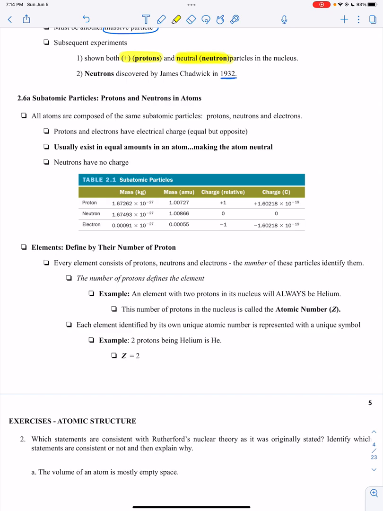So to summarize here, all atoms are composed of the same subatomic particles: protons, neutrons, and electrons. Protons and electrons have electrical charge, equal but opposite. Protons are positive, electrons are negative. These protons and electrons exist in equal amounts, making the atom neutral. So if I was carbon, I would have 6 protons and 6 electrons, and I would be neutral. Hydrogen would have 1 proton, 1 electron, and it would be neutral. And then there are neutrons that have no charge.